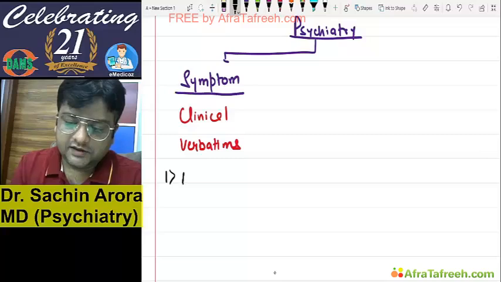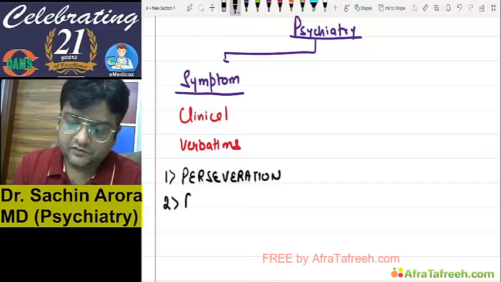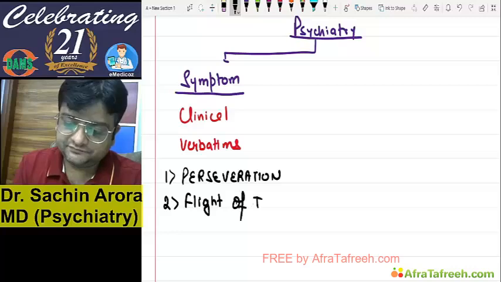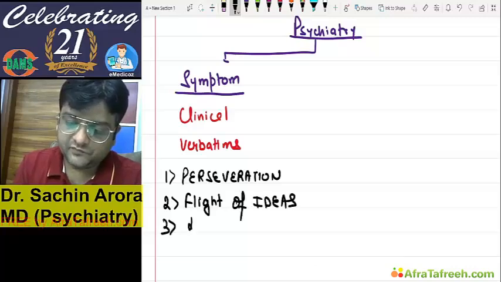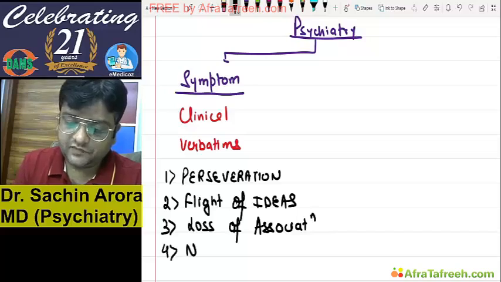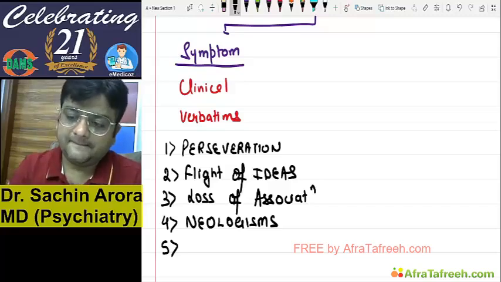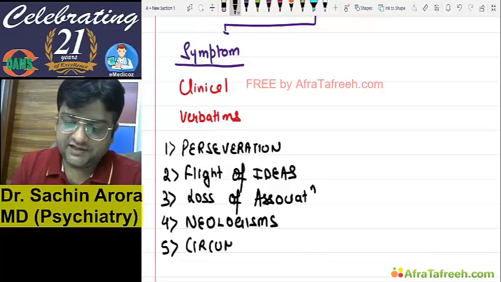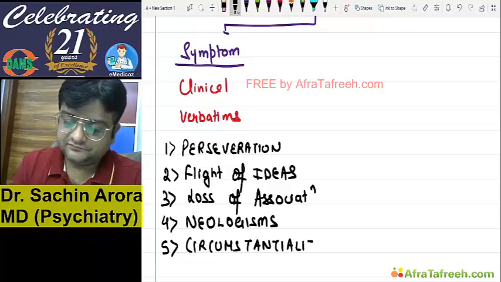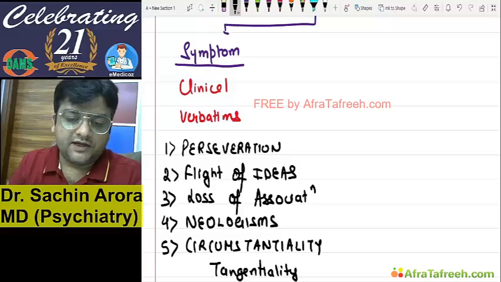So what are the major things which they can give you in a clinical verbatim? Perseveration, flight of ideas, loss of association, neologisms, circumstantiality, and tangentiality. I am writing everything, so I suppose that you are writing.